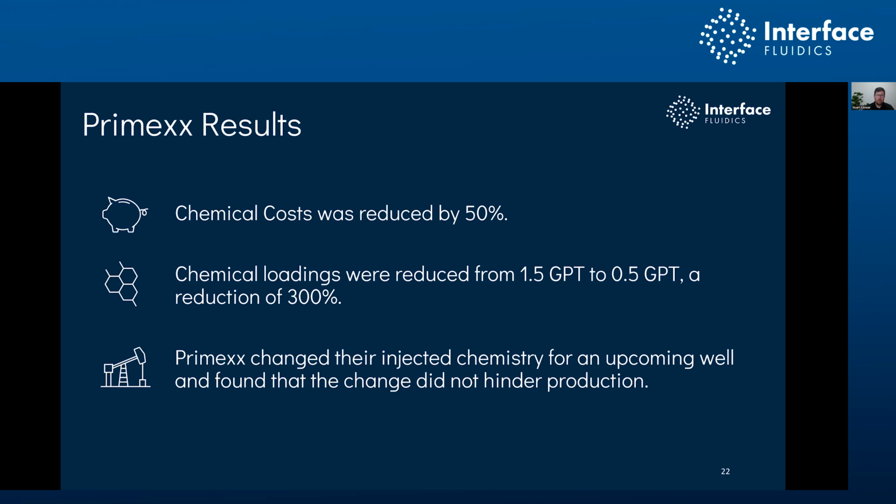So ultimately, their chemical cost was reduced by more than 50%. The loadings were reduced from 1.5 GPT to 0.5 GPT, more than 300% reduction in chemistry. And they also changed that chemistry and found that it didn't hinder their production. So changing vendors as a result of this testing.